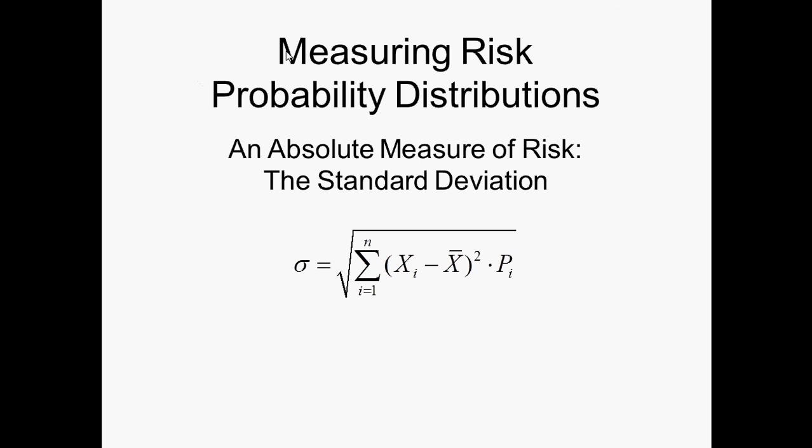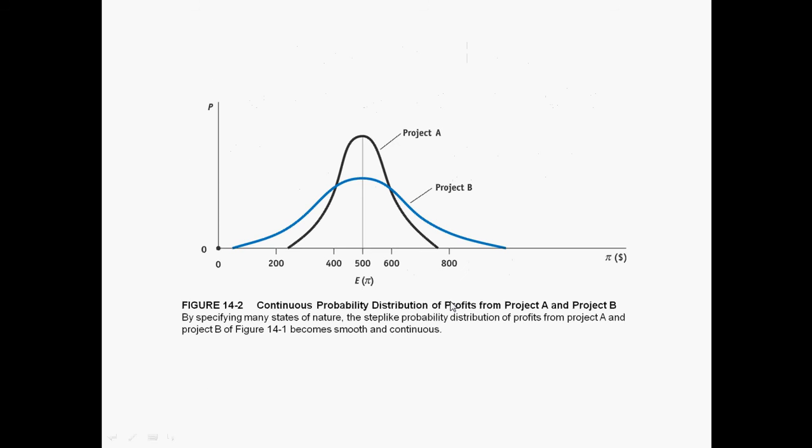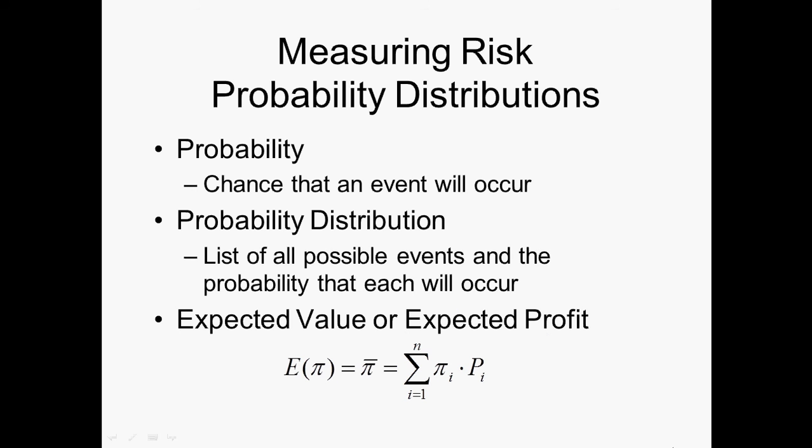Okay, so if we know the probability distribution and we want to measure risk, then we can start with what we'll call an absolute measure of risk, the standard deviation. I think I've talked about standard deviations before, so this is kind of a review, or maybe adapting a little bit. So again, standard deviation is each observed variable minus the mean, times the probability distribution. So this mean is the same thing we saw before. We've just substituted x for pi, but it's the same idea.